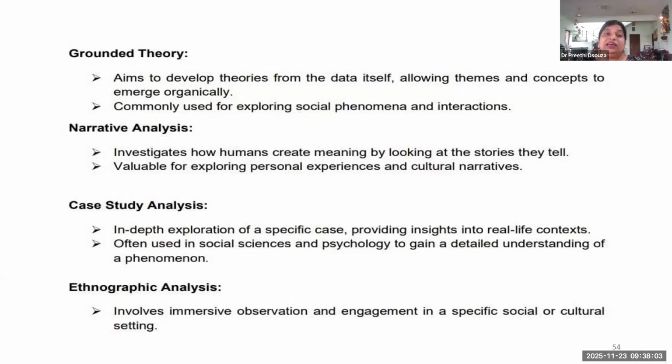We never know. Grounded theory. Next is narrative analysis. It investigates how humans create meaning by looking at the stories they tell. Daily she goes at 8 o'clock. My God, she's having two kids in the house. She's not bothered. We do not know where she is going.